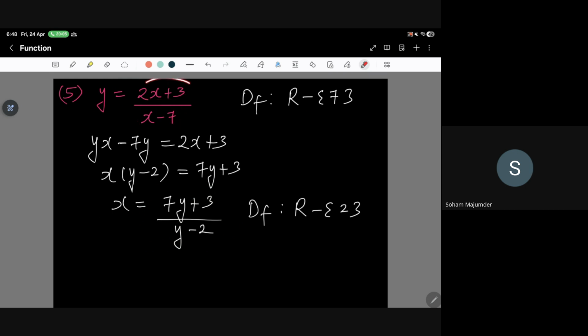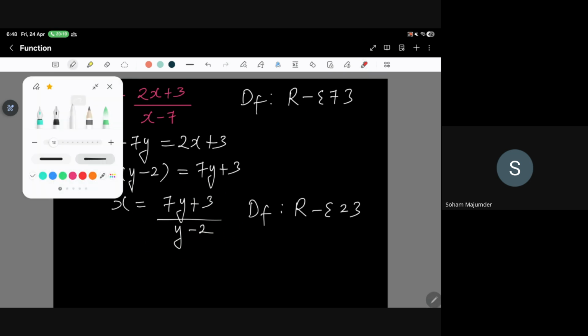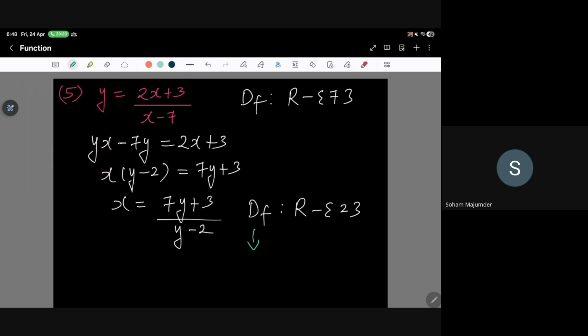Okay, if there is a quadratic in the numerator or denominator, then you cannot find x easily in terms of y. Yes, any doubt here in this? So this is the range of the function.